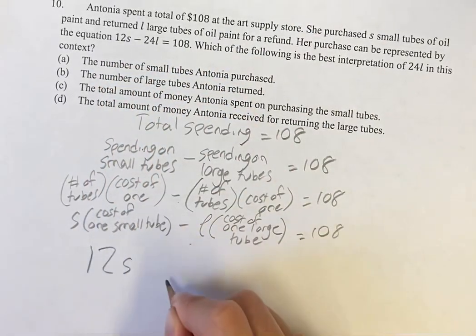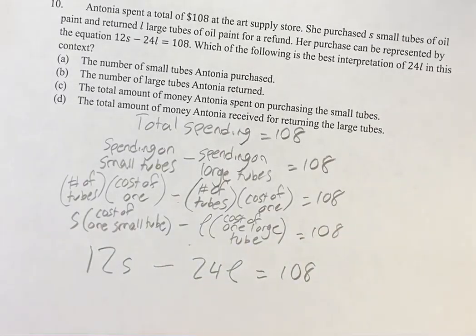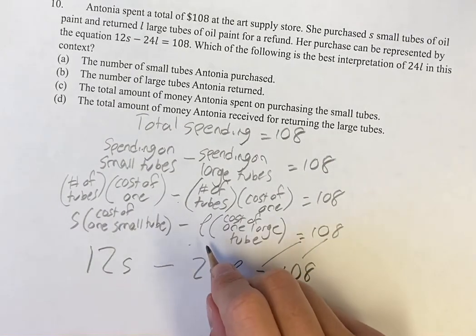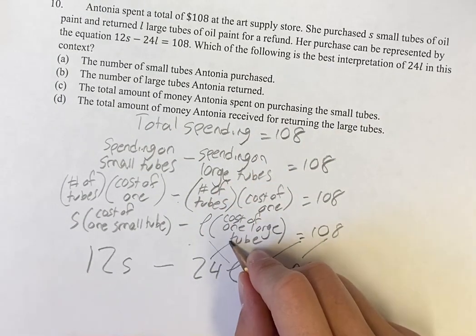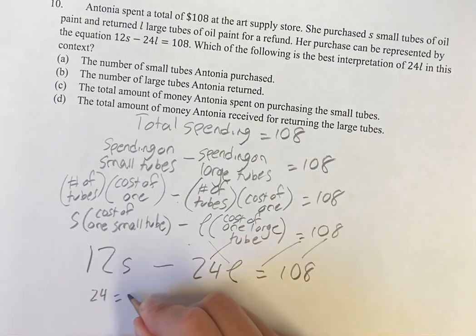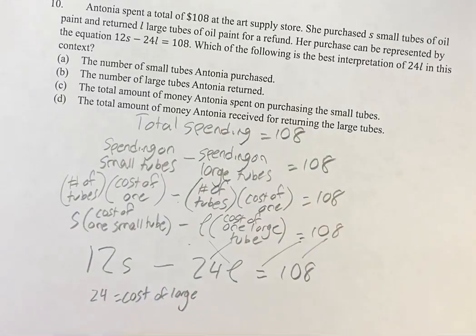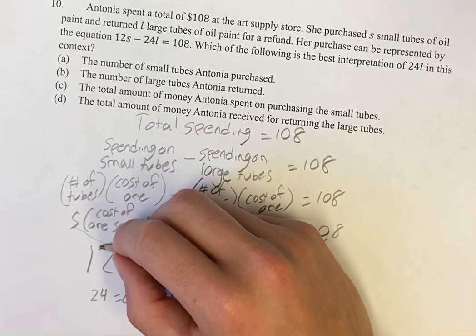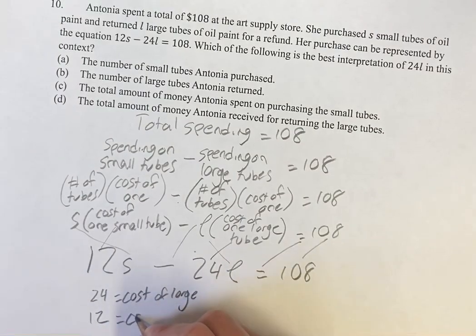and write it down right underneath it, 12S minus 24L is equal to 108, we can see that this is very similar. So the L's line up. Therefore, this coefficient, 24, is the cost of one large tube. So I'm writing that right here: 24 equals cost of large. It's still being subtracted, so it's not negative 24, which is good. Then S lines up, which means that 12 is the number being multiplied by S. So 12 equals the cost of a small tube.